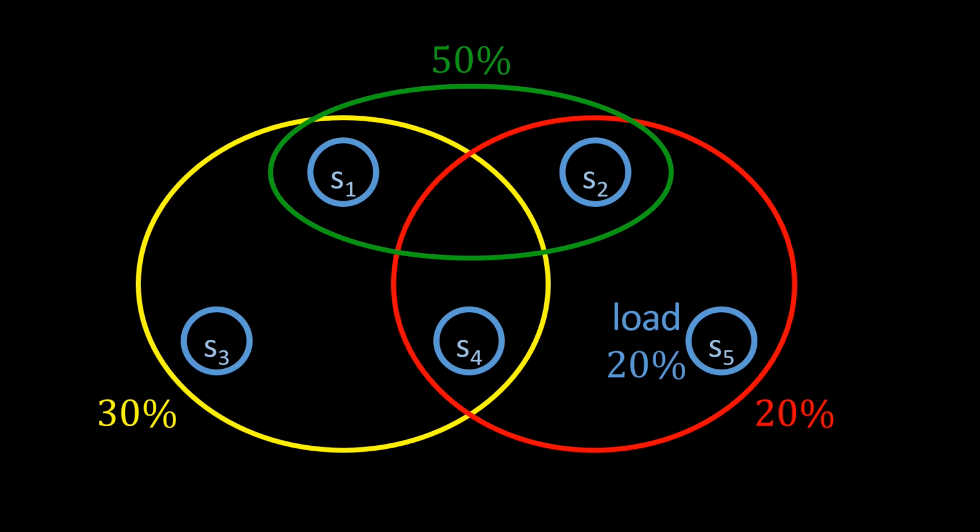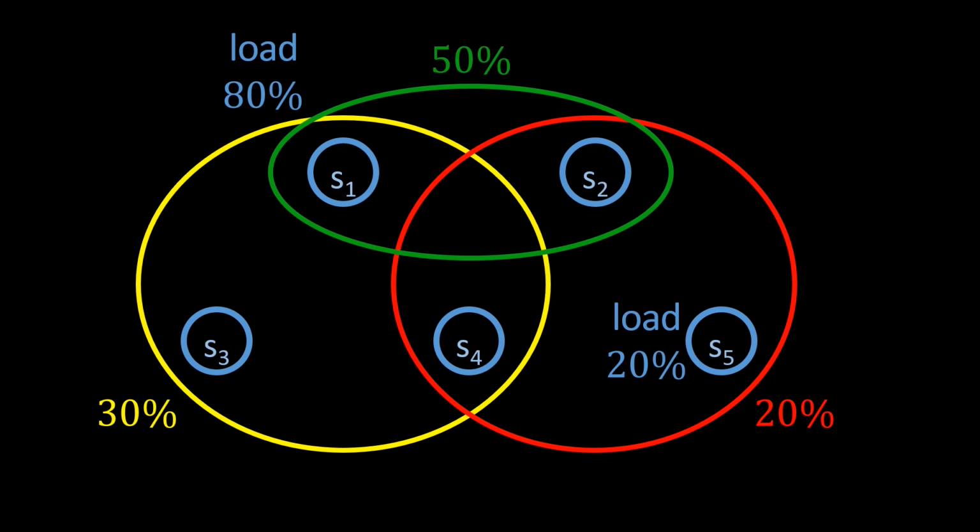All other nodes have a higher load in this quorum system. The node with the highest load is node 1, which is both in the green and the yellow quorums, and as such accessed 80% of the time. The load of the quorum system is the highest load of any node, so in this case the load of the quorum system is 80%.